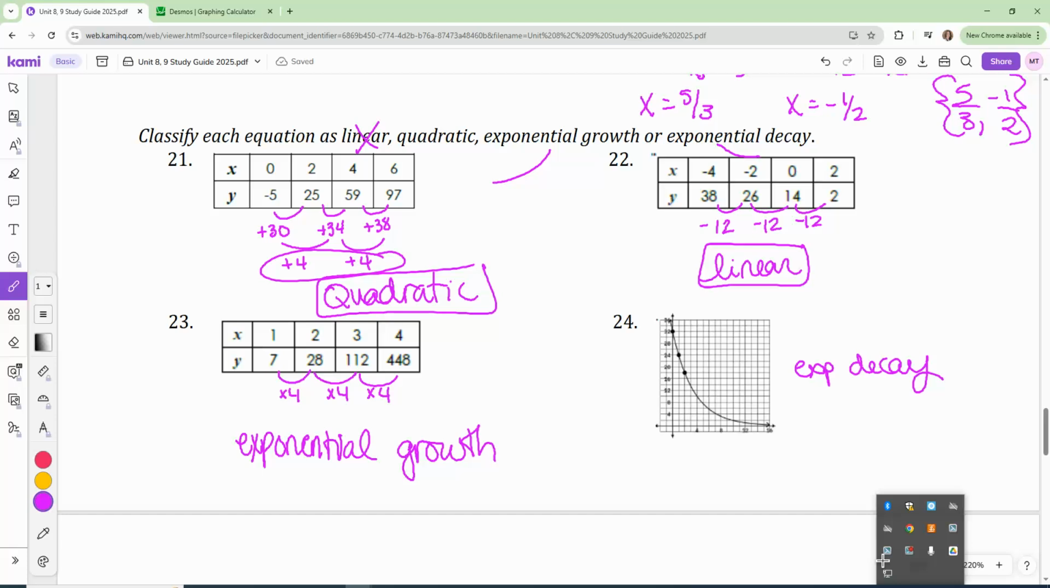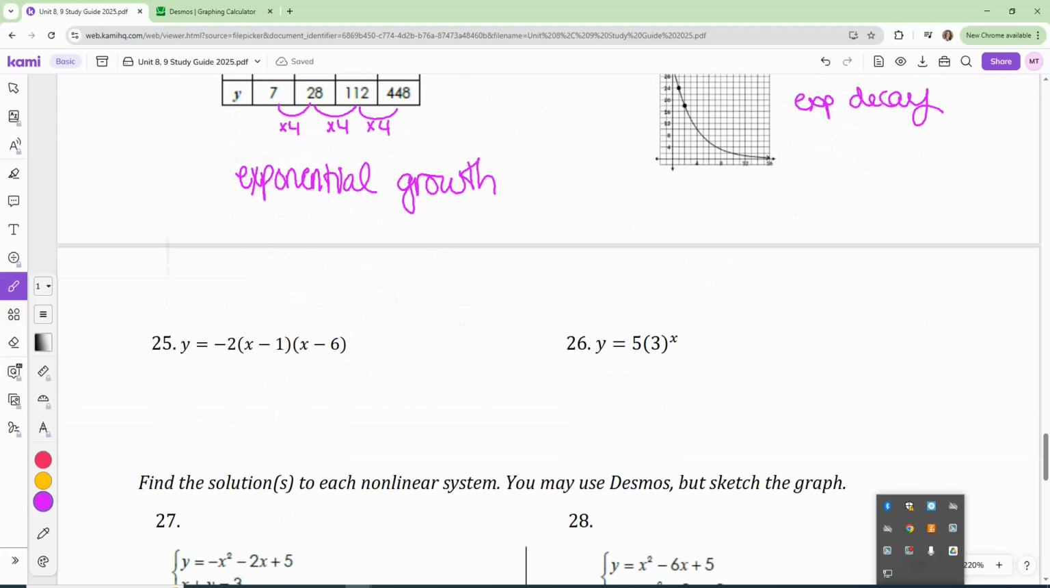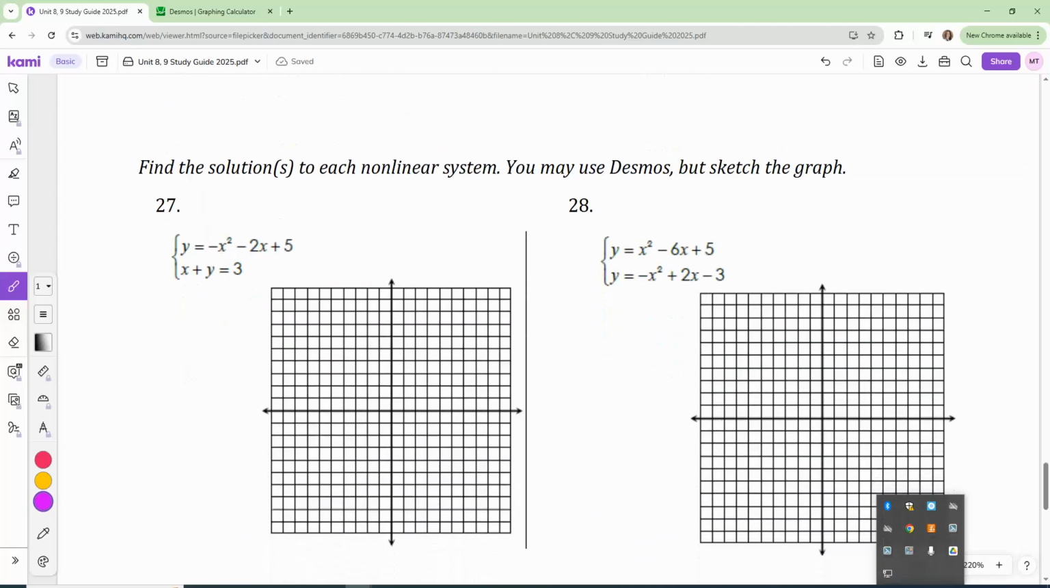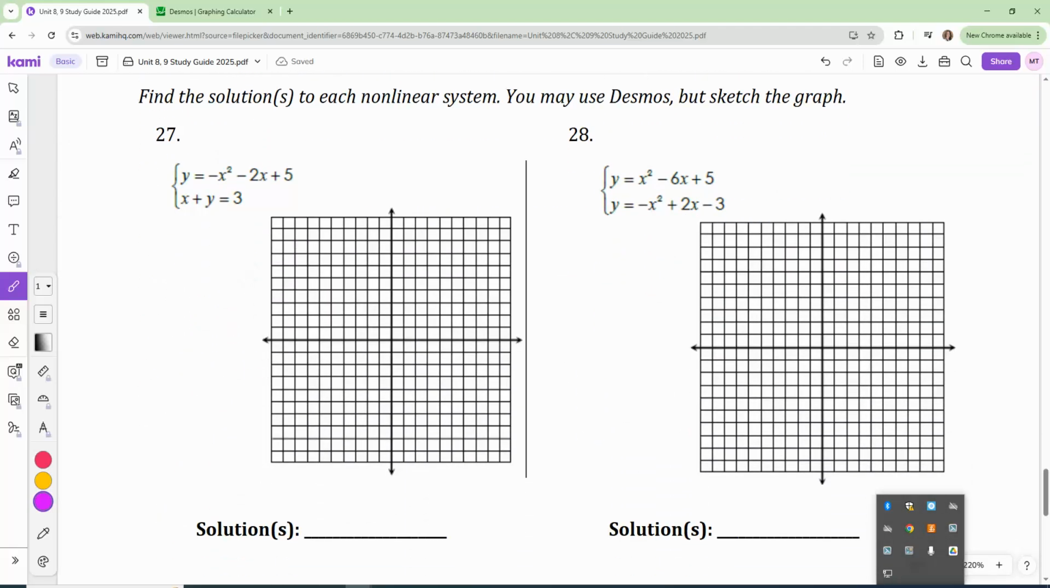I'm going to do one last problem, then you'll have the rest of class just to work on finishing this. Remember, it's due tomorrow, along with any other late work that you might owe me. On 27 and 28, on the test I will have these, and I'm going to say you can use Desmos, but you do have to draw me a picture of what Desmos gives you. Okay, so I want everybody, 27, let's do that.